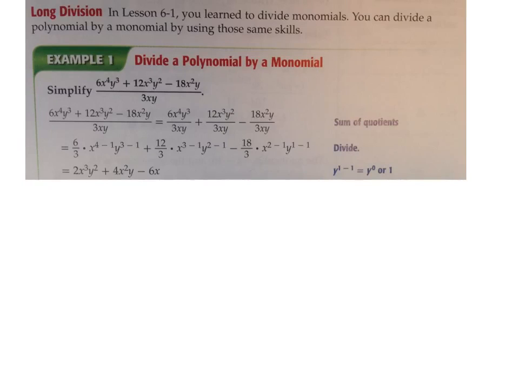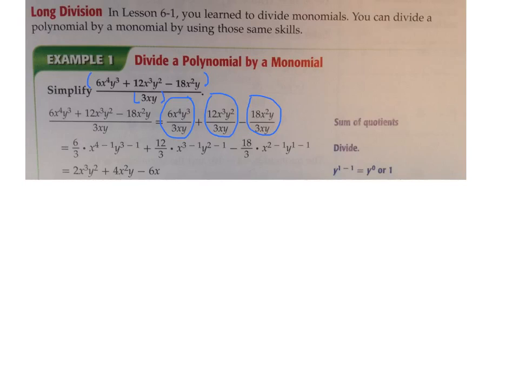All right, example 1 is dividing a polynomial by a monomial. Now remember that a polynomial means more than one monomial. So here's your polynomial, here's your monomial. This is the kind of division that you're already familiar with. In the example, it shows that when you divide, you have to take the monomial in the denominator underneath each of the terms in the numerator.